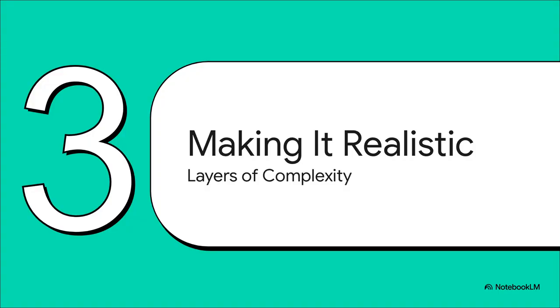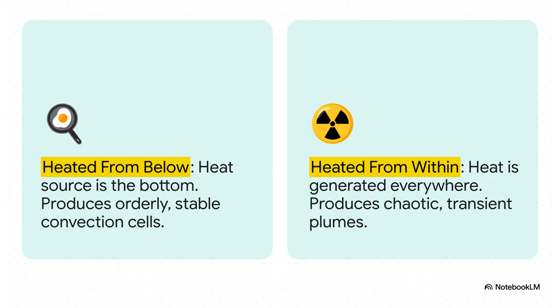Okay, so our simple box gives us these neat, predictable loops. But the real Earth is anything but orderly. It's messy. So now let's start adding some of that real-world messiness into our model, layer by layer, and see what happens. Our first big complication: the Earth isn't just being heated from the core below. Nope. Most of its heat is actually generated from within, thanks to the radioactive decay of elements that are mixed all throughout the mantle.